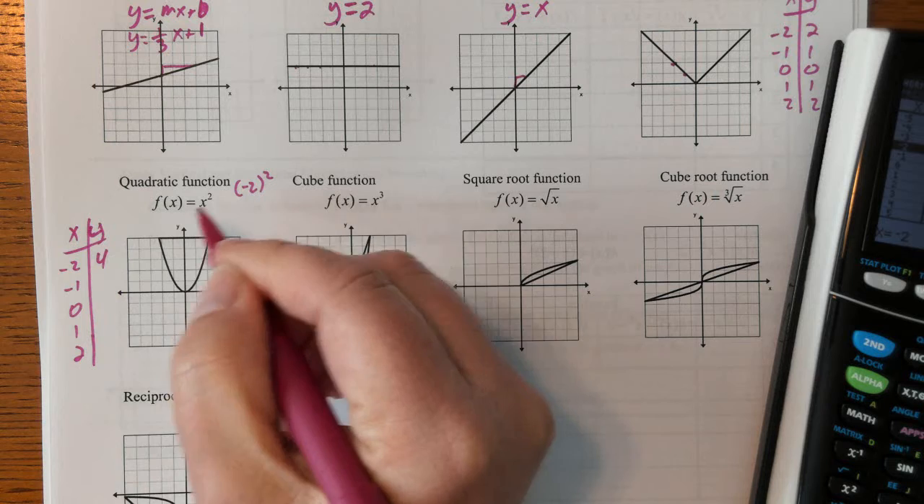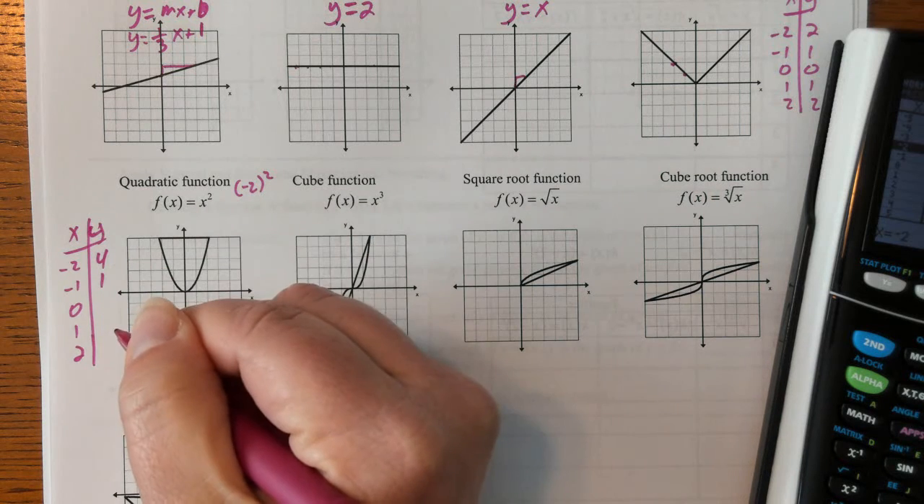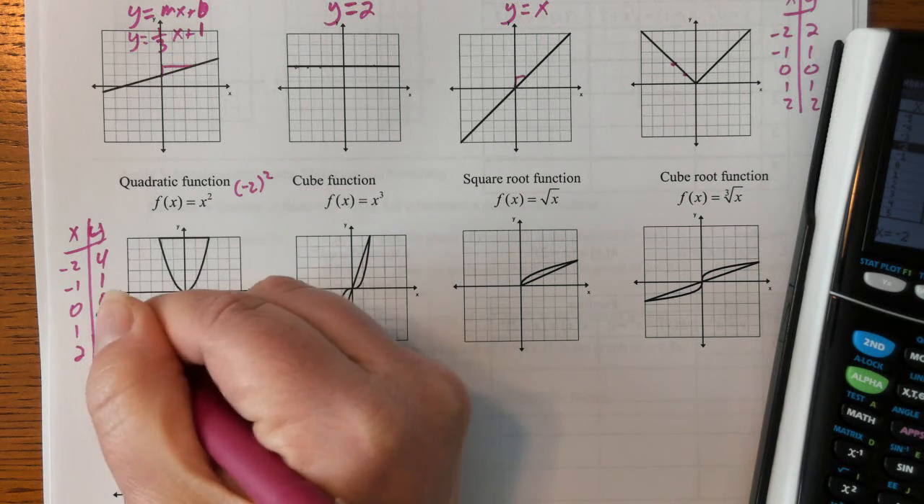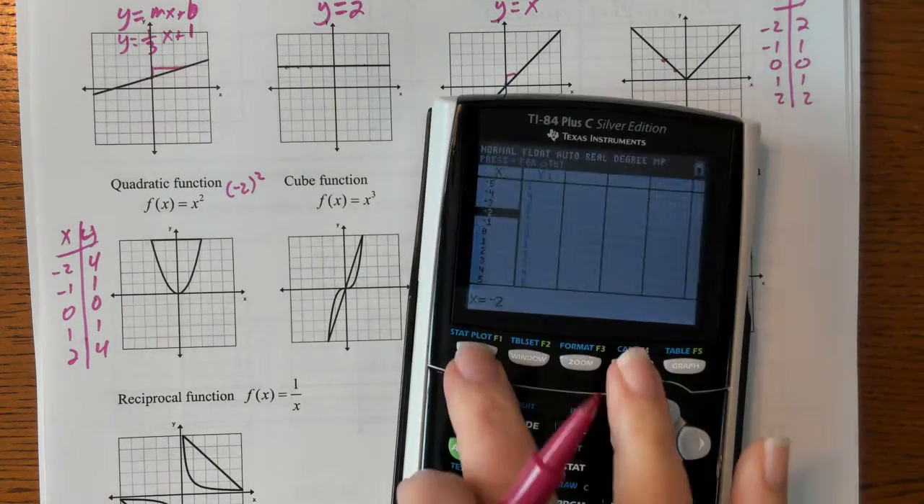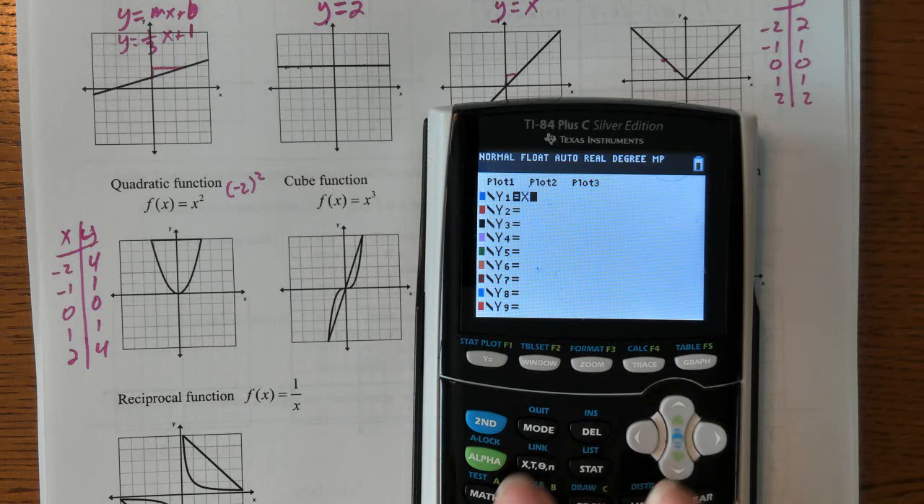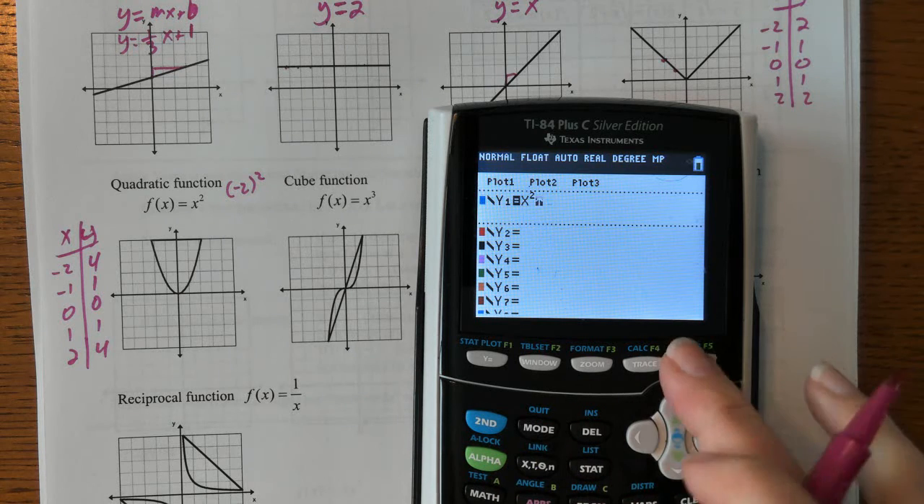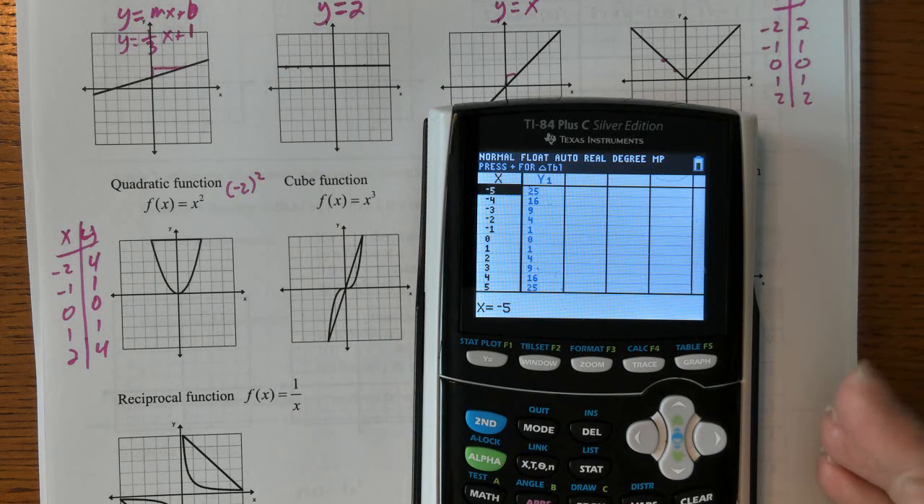If I put in -1, -1 squared is +1. 0 squared is 0. 1 squared is 1. 2 squared is 4. Okay, I could get those in my calculator as well. I could type in y equals x squared, look at my table, and I would get those same values.